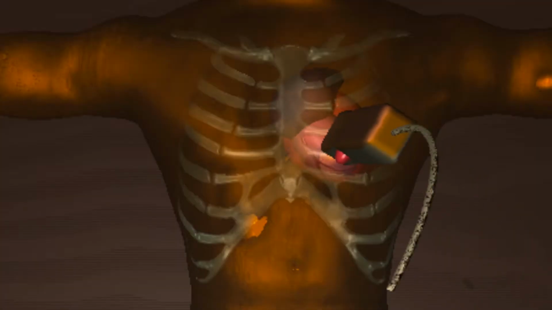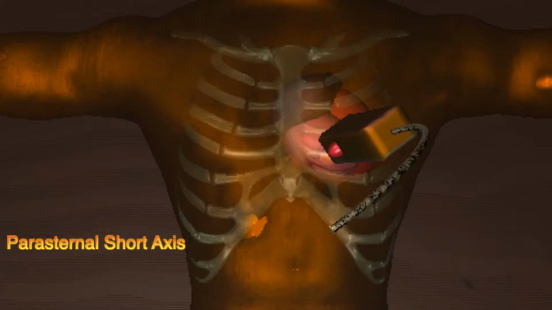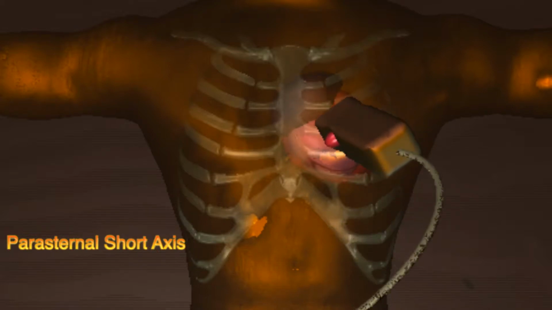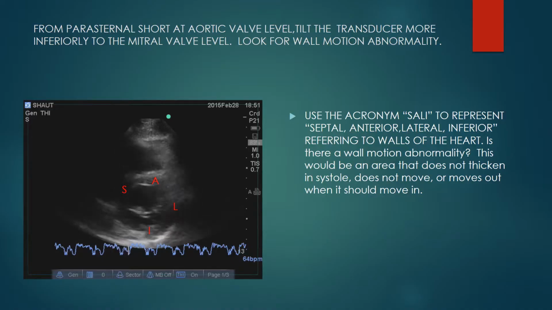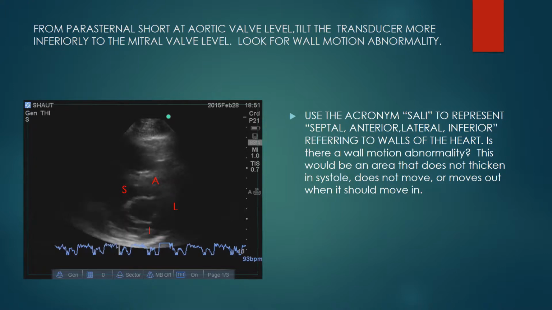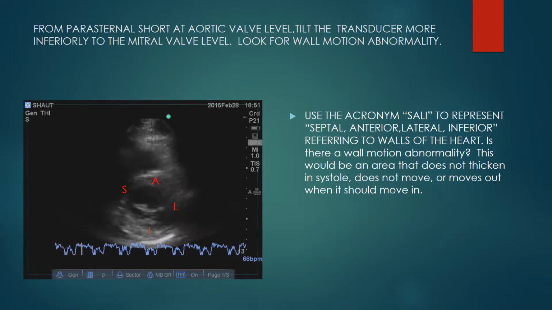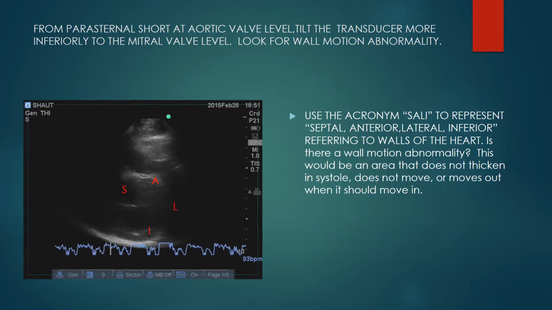Once we looked at the aortic valve level, we're going to pan down to see the mitral valve level and eventually down to the papillary muscles. The most superior valve is the aortic, then the mitral, then the papillary muscle. Now you see septal, anterior, lateral, inferior walls of the heart. Look for wall motion abnormality.